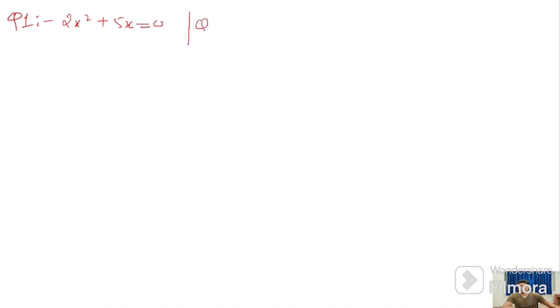Question number 2 is 5x to the power 2 plus 2x plus 3 equals to 0. And the third question will be x square minus 4x plus 1 equals to 0. Try to solve all these questions.